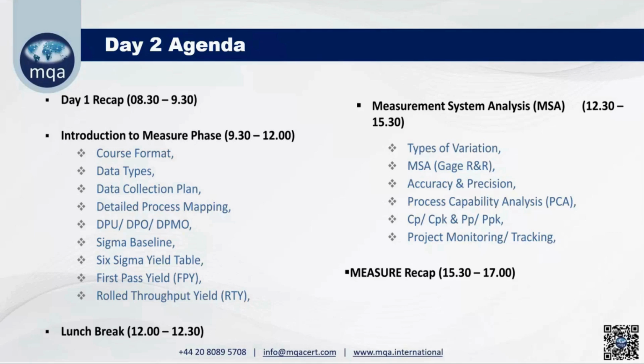Then Six Sigma yield table. So everybody knows that we have like 3 sigma, 1 sigma, 2 sigma, up to 6 sigma. So different sigma levels have different rejection rates. And when we calculate the rejection rates, we can get the yields. We have first pass yield, we have throughput yield. Then we will go for MSA and SPC to understand the concept.